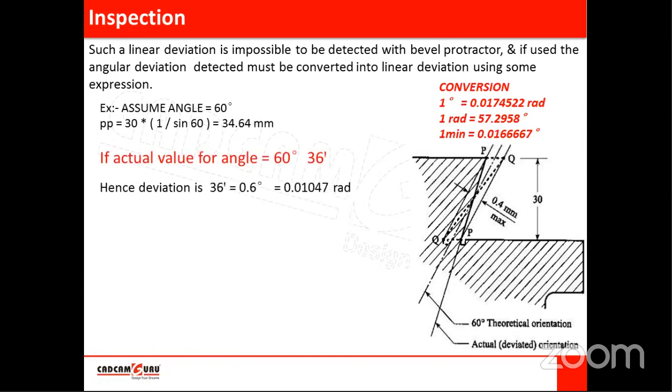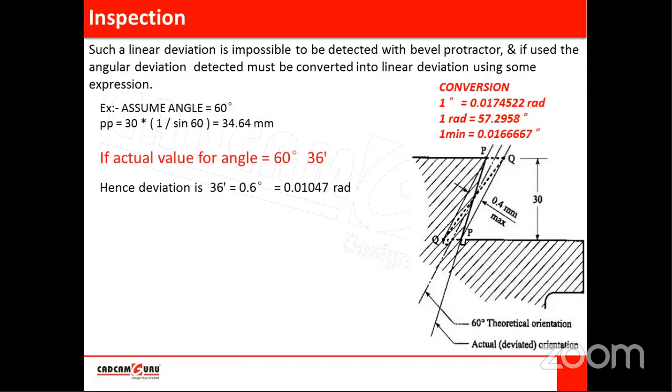Now, if this part is manufactured, ideally it should be 60 degrees. But after inspection, after checking it with the bevel protector, we find that this angle is 60 degrees and 36 minutes. That means there is an error of 36 minutes. The angle ideally should be 60 degrees, but after inspection we found that the angle is 60 degrees and 36 minutes. So there is an error of 36 minutes.